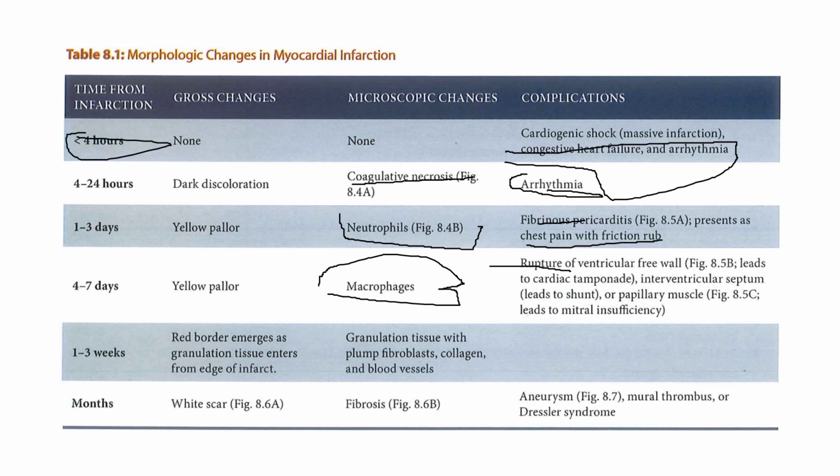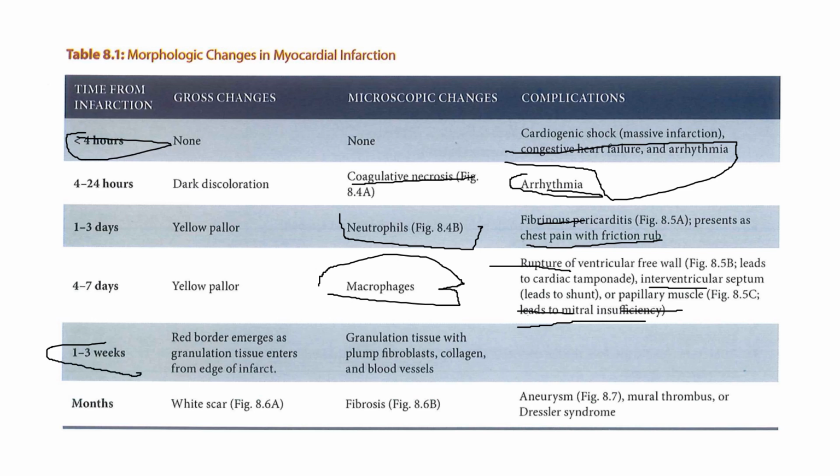Now, interventricular septum defects lead to a shunt. The idea here is that the interventricular septum might get weak and burst, and therefore the blood will enter from the left ventricle to the right ventricle, causing the shunt. Or papillary muscle dysfunction leads to mitral insufficiency. After 7 days, we have 1 to 3 weeks.